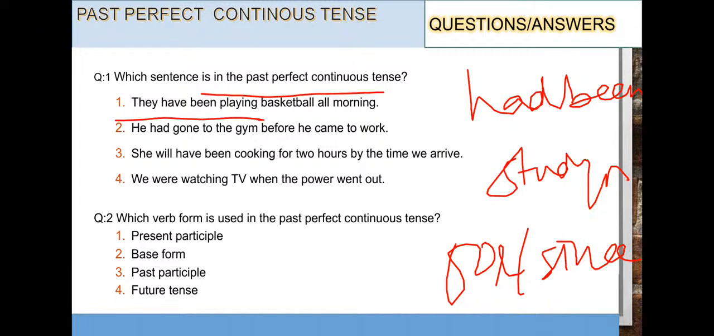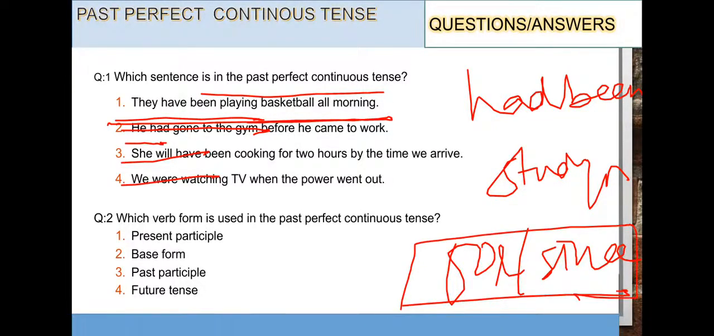They have been playing basketball all morning. They had gone. No, no, no. Yes. No, this is actually an identifying thing, but if we couldn't find it in a sentence, it's actually not a problem. The first one is actually the correct one. If you have any question, please ask in the comment section.